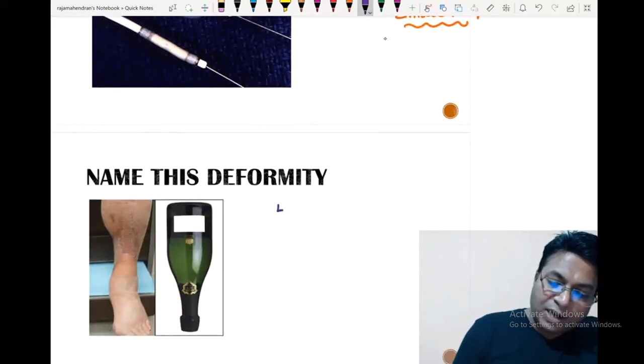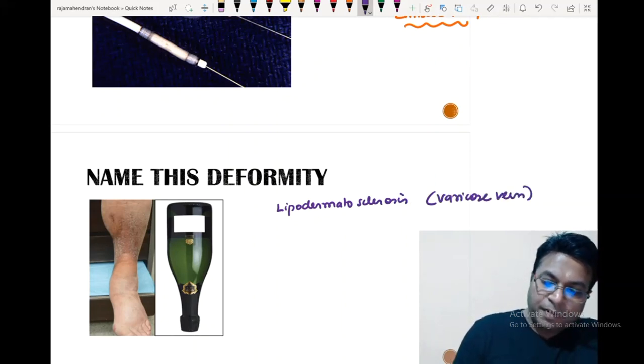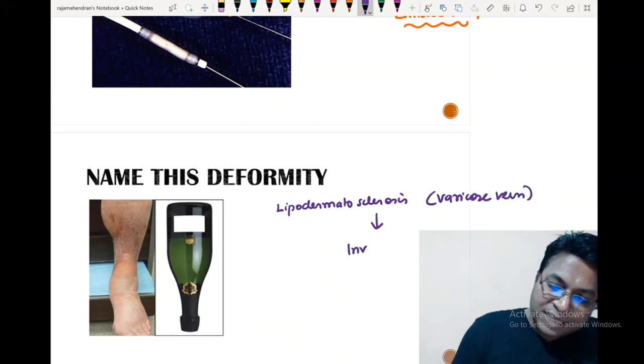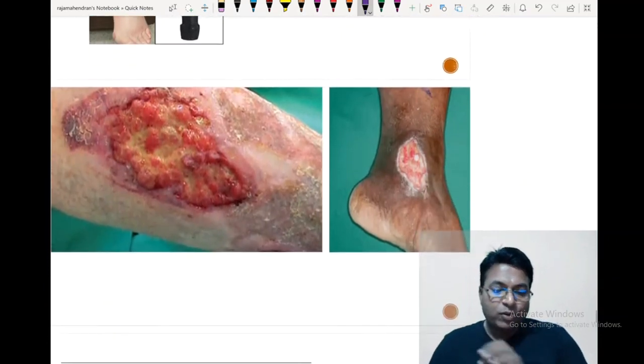This is a finding of lipodermatosclerosis. Patients with varicose veins develop this deformity. What is it? This is known as inverted champagne bottle leg. Inverted champagne bottle leg is shown in this image. Okay, don't forget this deformity. I'll be sharing this PDF, don't worry.